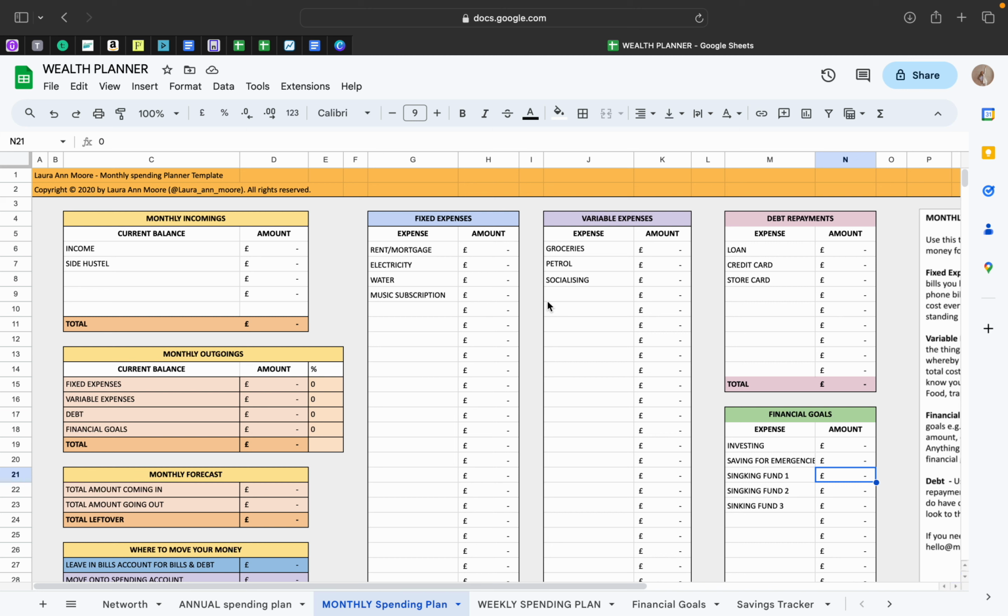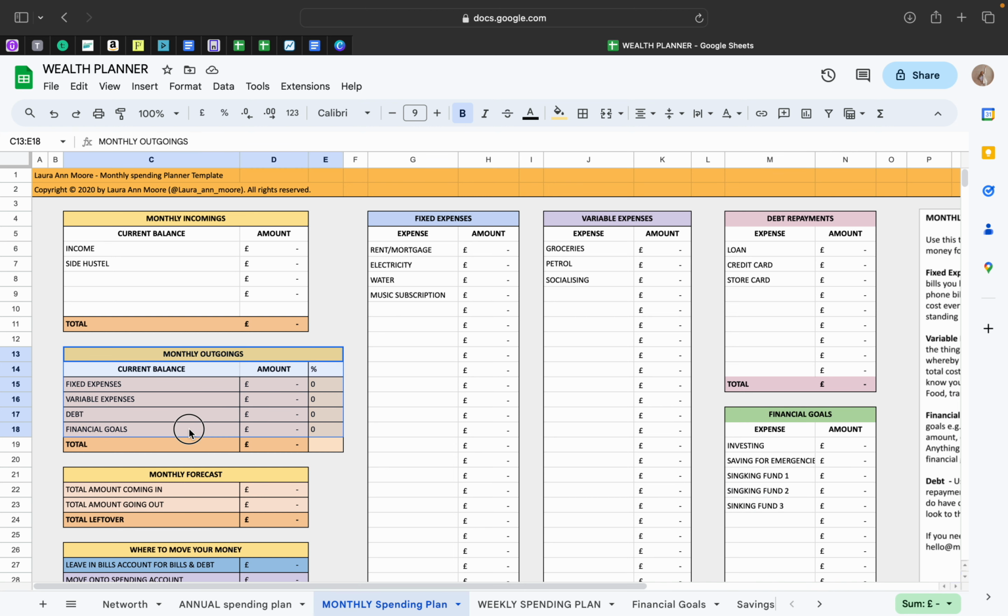A monthly spending planner. It's going to help you create a budget for the month ahead. Now it's broken down into a couple of sections. So you've got income over here, and then you've got your fixed expenses, your variable expenses, your debt repayments, and your financial goals. That's where you're going to input all of the information.